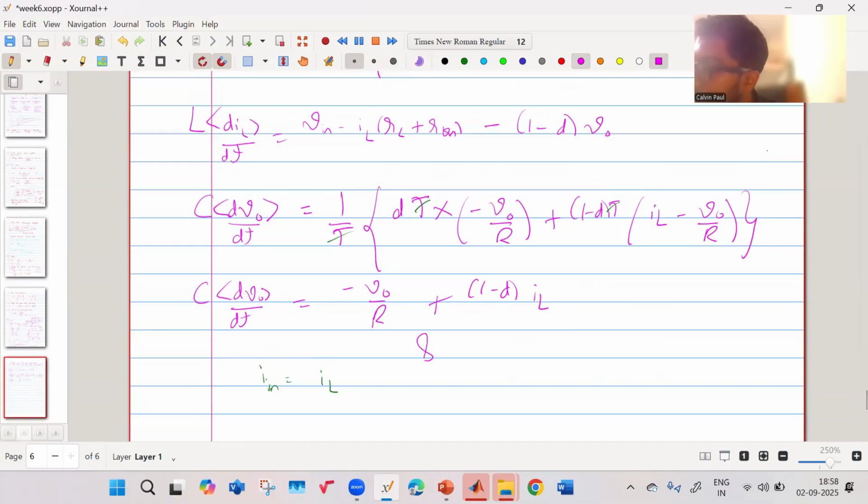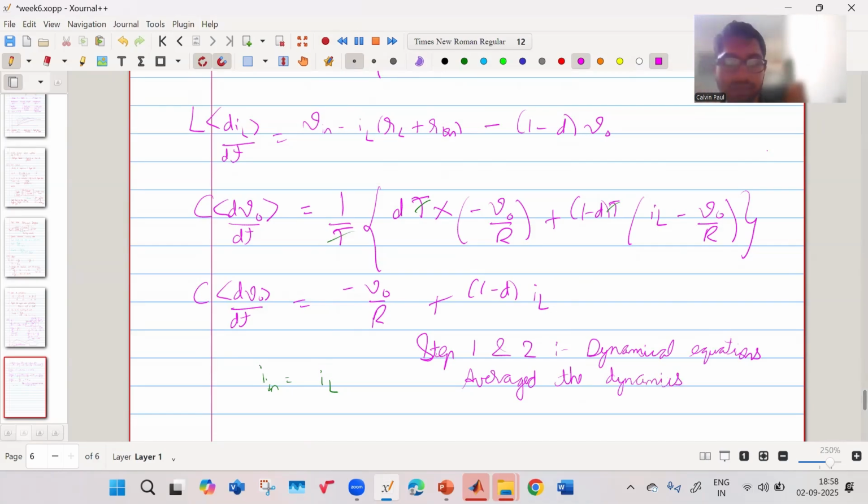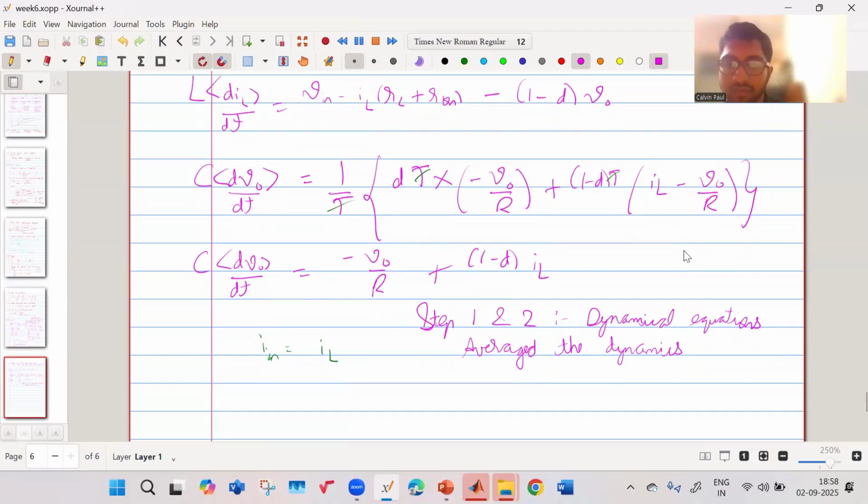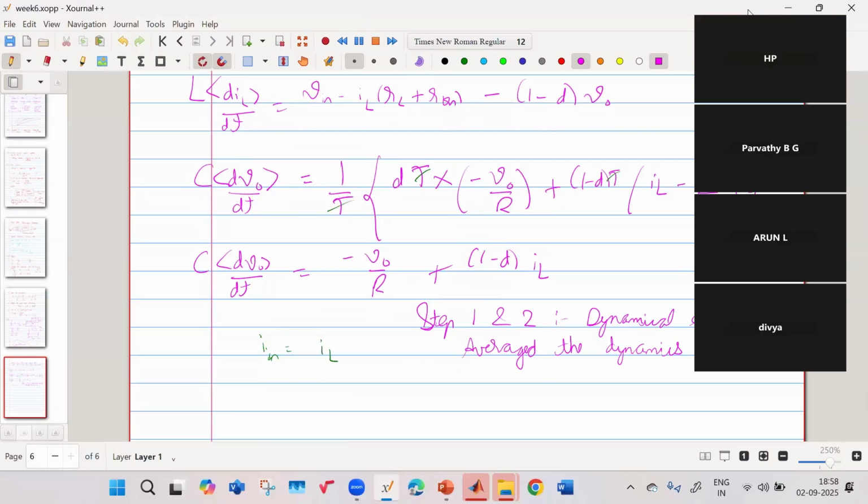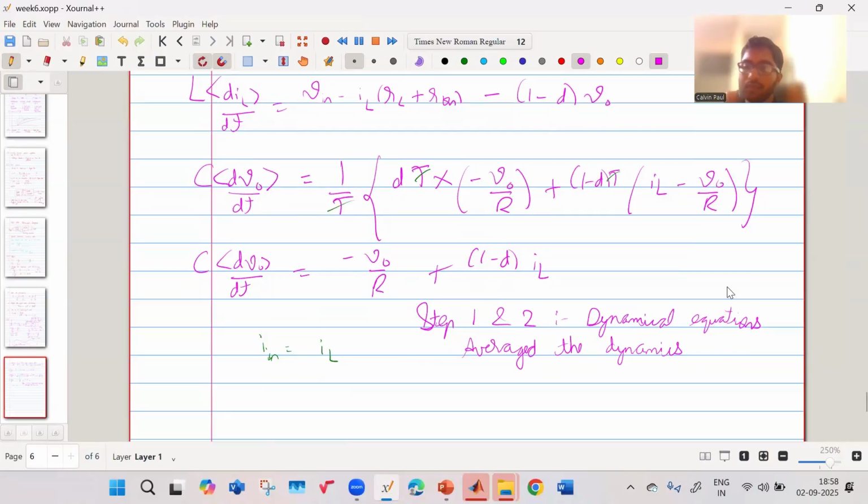So now we have done step 1. We have done step 1 and 2. We have found the dynamical equations for each mode, and then we have averaged the dynamics. Now what will be the next part? Adding, okay. So we add a perturbation.